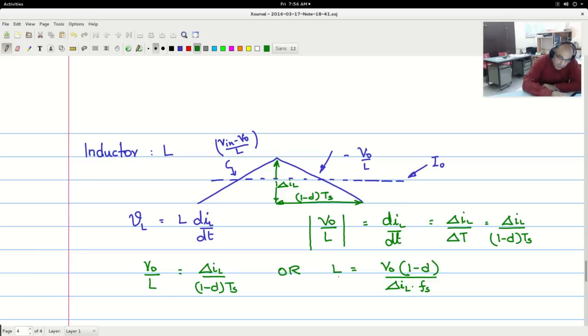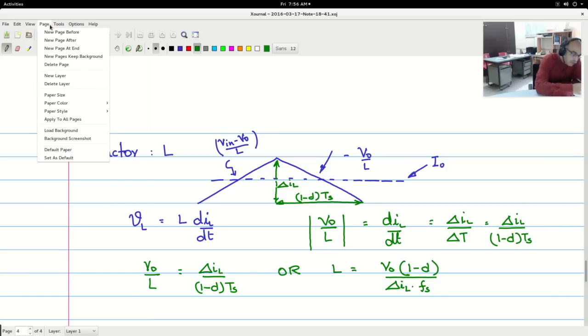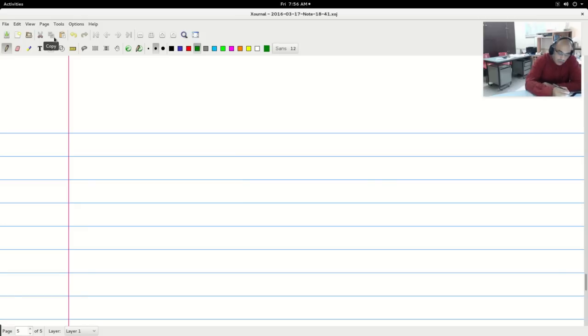So to get the maximum value of L, we could use the minimum value of D, that is D min. So if you consider L max, we would get V naught 1 minus D min, minimum value of D, by delta IL Fs.